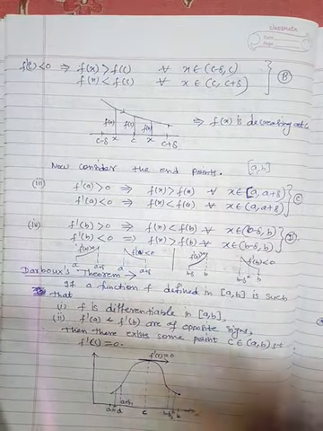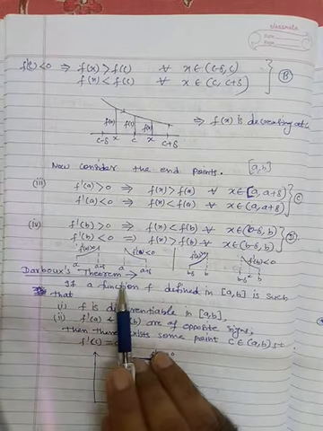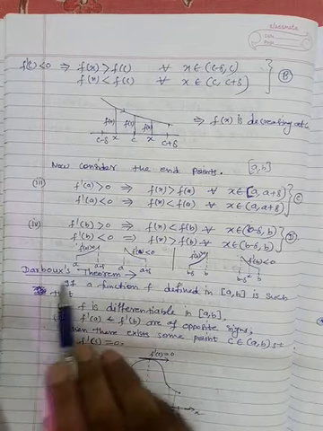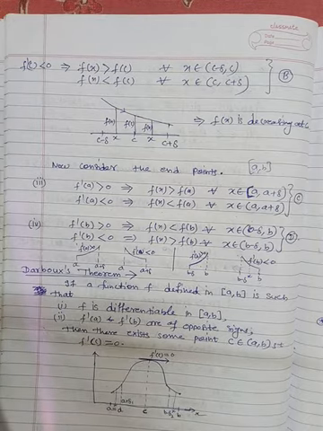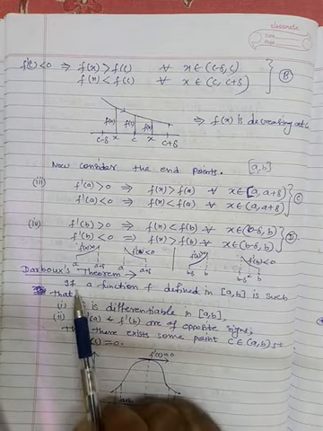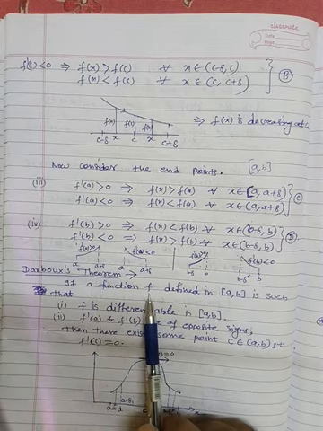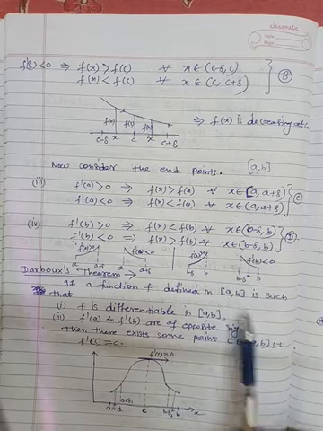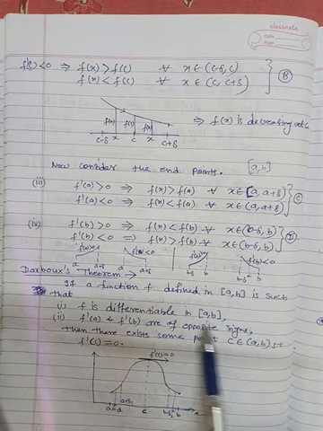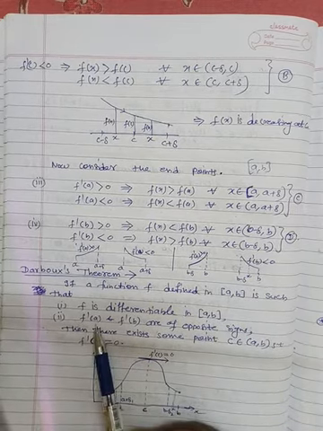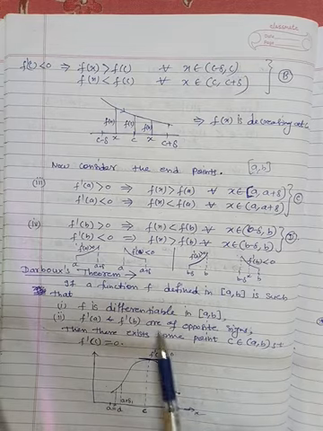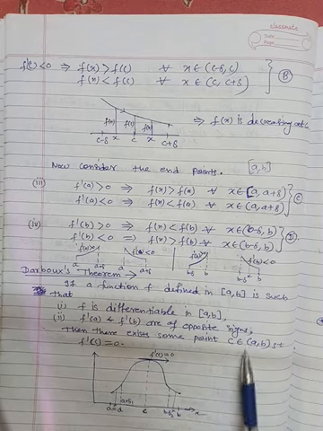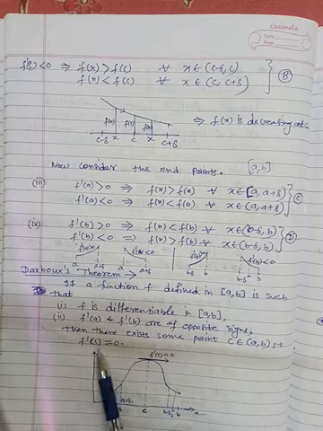Now based on this sign, we have a very important theorem, Darboux theorem. So now we have Darboux theorem. What is Darboux theorem? If a function f defined in closed interval ab is such that f is differentiable in ab, and f dash a and f dash b are of opposite signs, then there exists some point c belonging to ab such that f dash c is equal to 0.